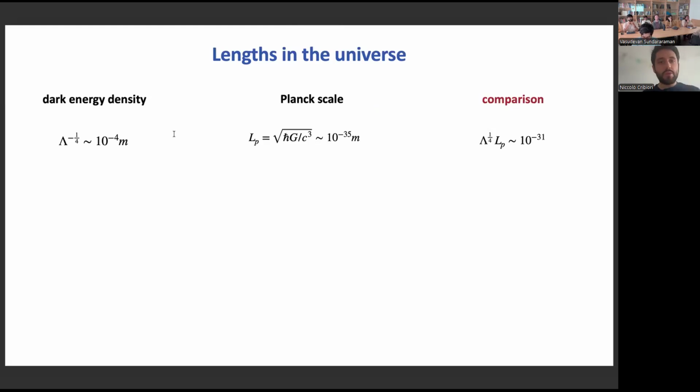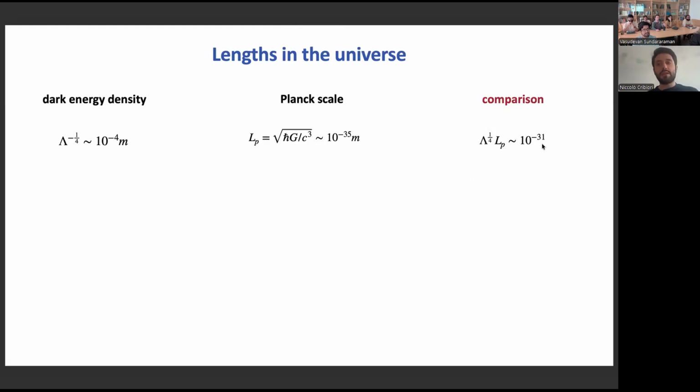So for sure, in our universe, we see some background dark energy density, which is positive and very small. If you want to convert it into meters, it's some 10 to the minus 4, more or less, as an order of magnitude. On the other hand, we think there is a fundamental length in nature, which comes out from combining together fundamental constants like h bar, the velocity of light in the vacuum, and the Newton gravitational constant. This is the Planck scale, and it is very, very small in meters, some 10 to the minus 35.